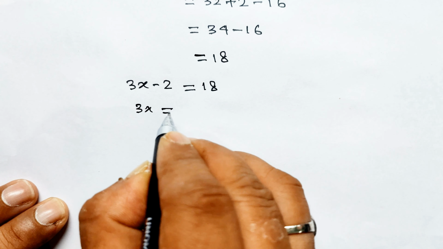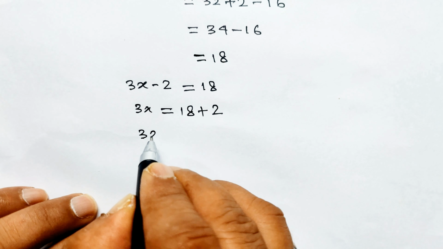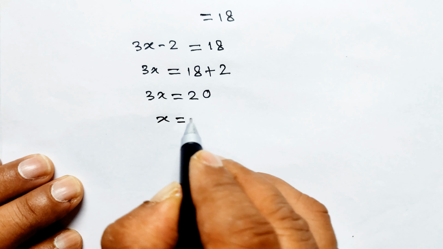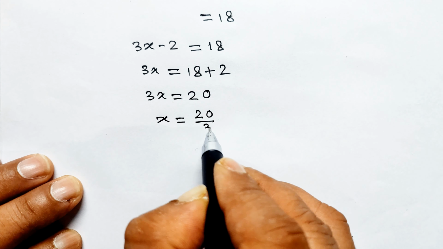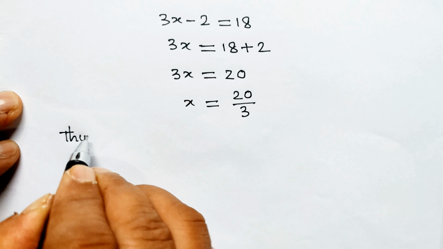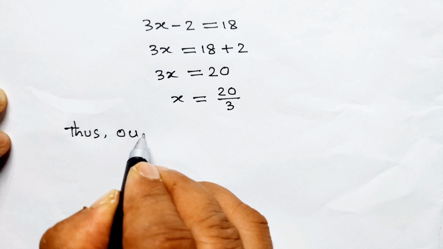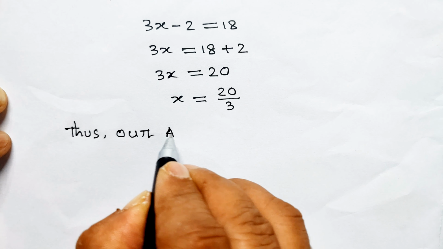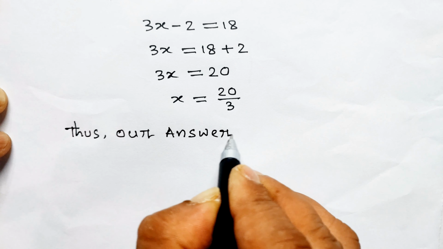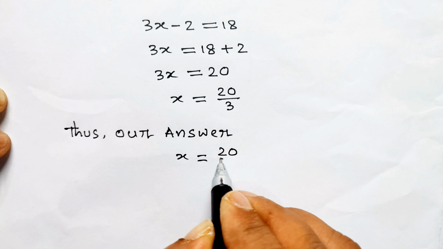3x equal 18 plus 2. 3x equal 20. X equal 20 divided by 3. Thus, our answer: x equal 20 divided by 3.